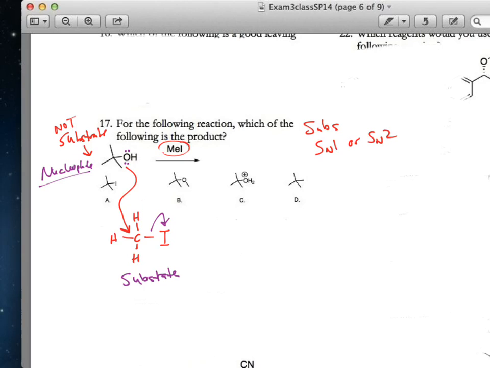So then you have an extra. We would think SN1 because it's a weak nucleophile. How do you know it's a weak nucleophile? No charge.